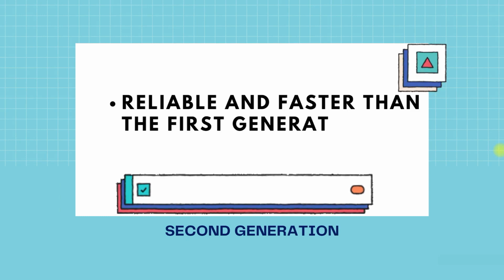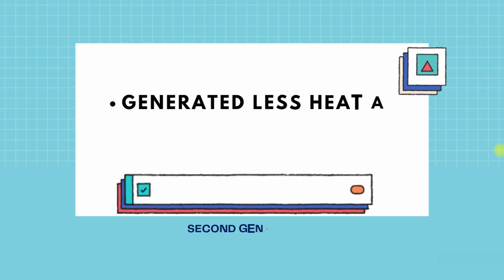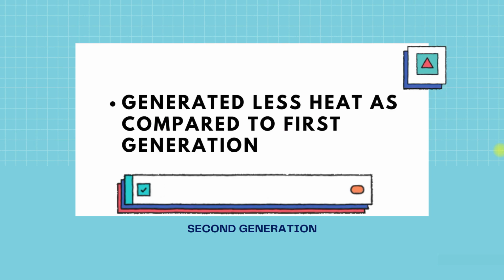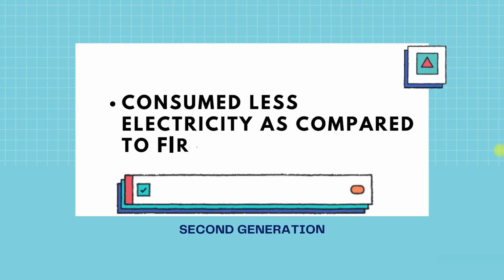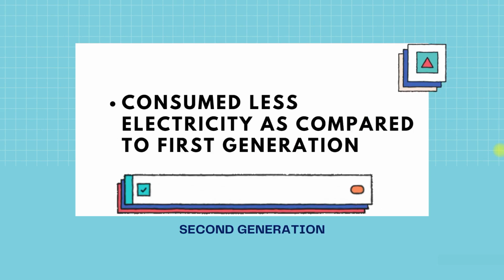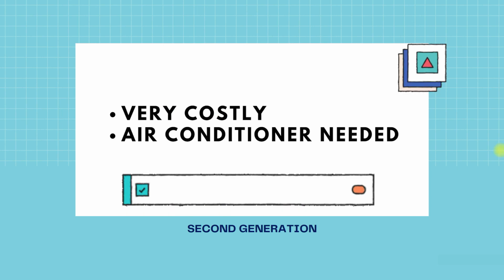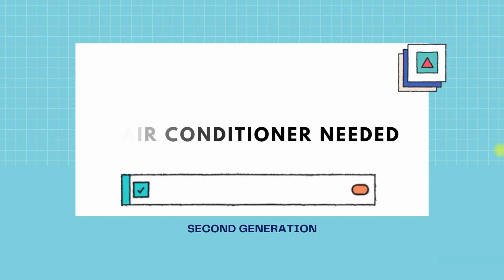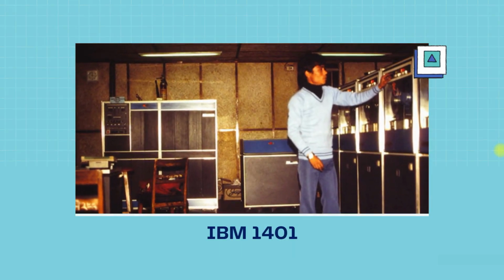And advantages are they are reliable and faster than the first generation computers. Generated less heat as compared to the first generation, consumed less electricity as compared to the first generation. Very costly, air conditioners needed. The example for second generation computer: IBM 1401.